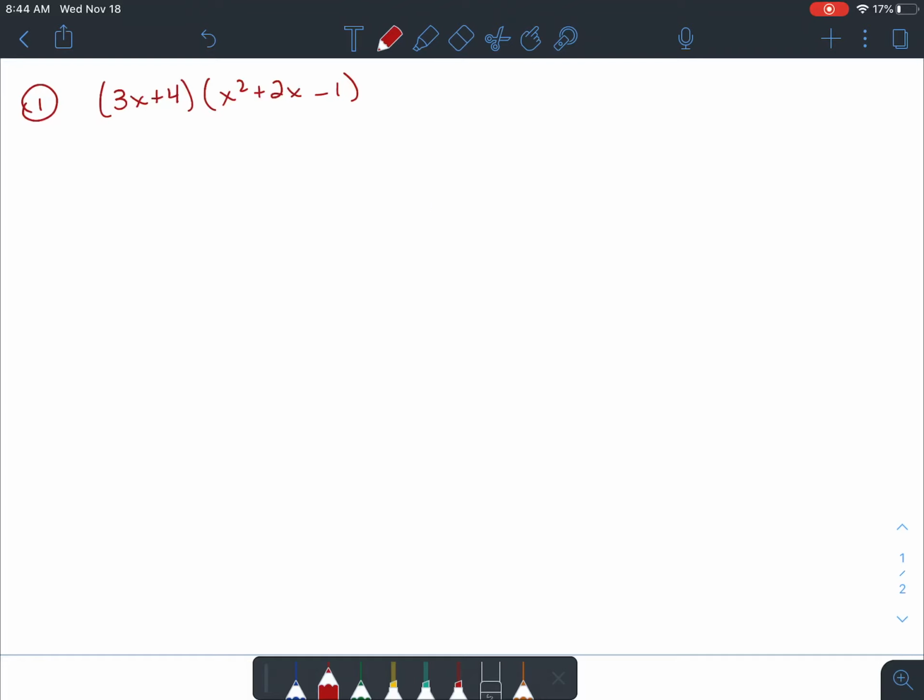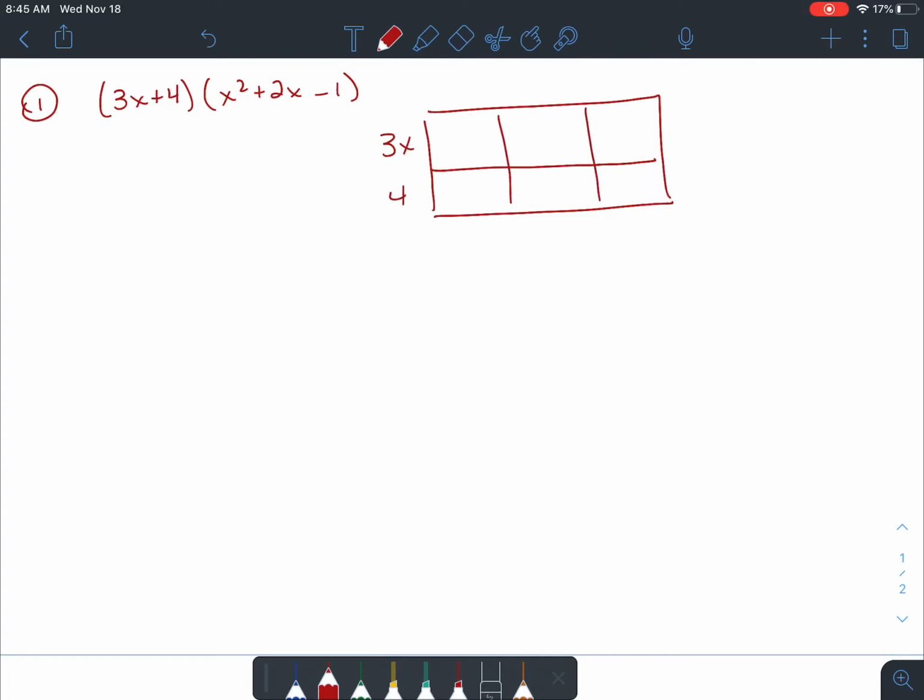And if we were going to use our array model this time, we have 2 on the width, which is 3x and 4. And on the top we have 3 terms because it's a trinomial. And we have x squared, 2x, minus 1. So this becomes 3x times x squared, which is 3x cubed. This is 3x times 2x, which is 6x squared. This is 3x times negative 1, which is negative 3x. This is 4 times x squared. This is 4 times 2x, which is 8x. This is 4 times negative 1, which is negative 4.